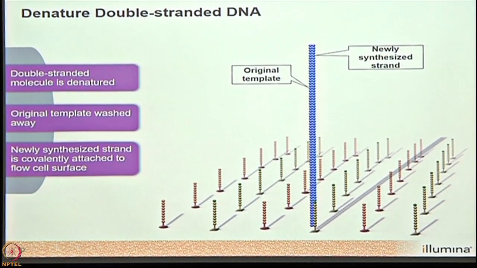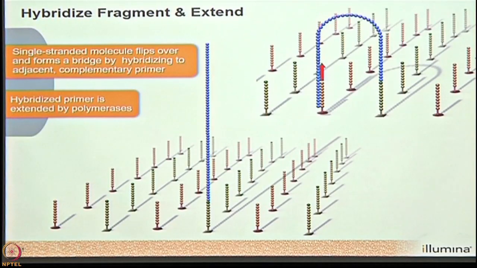Then what we do is we retain this original fragment because it is bound covalently to the surface of the flow cell, and because this strand is bound by hydrogen bonding, these are weak bonds. So we denature it and we wash away this original template. We retain this one. Clear? Then what you can see is this is left over here, and since this end is also complementary to this oligo, it will flip over here.